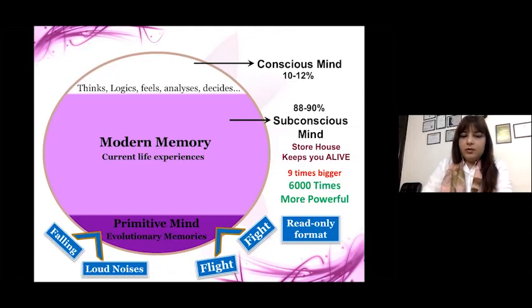Now we come to modern memory. As the name suggests, what should you have in modern memory? Modern memory has all your current life experiences. Since the time you were born, and not only since you were born, but since the time you were conceived by your mother, you have been storing all the information in your modern memory, which is this part. So all your current life experiences are there in your modern memory.